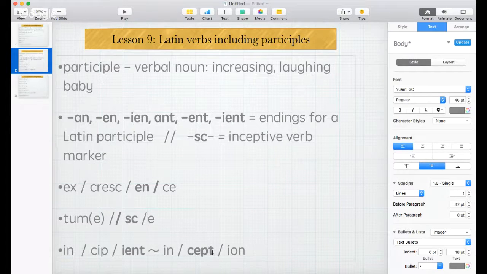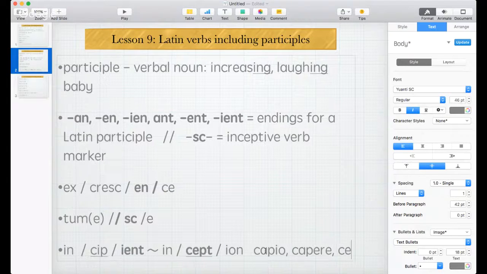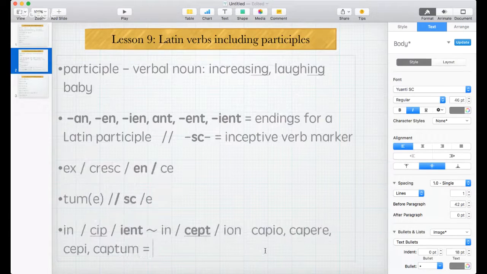I put this other word here, inception, because believe it or not, even though this is cip here and this is cept here, these are actually from the same Latin verb, which is the word for to take. Maybe this will just complicate it more, but here it goes. It's capio, capere, cepi, captum. Those are the forms of this verb in Latin.